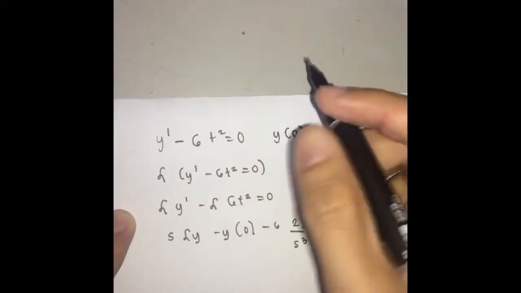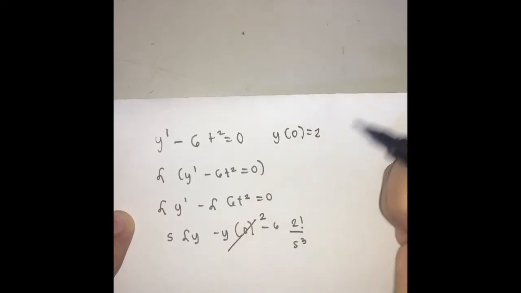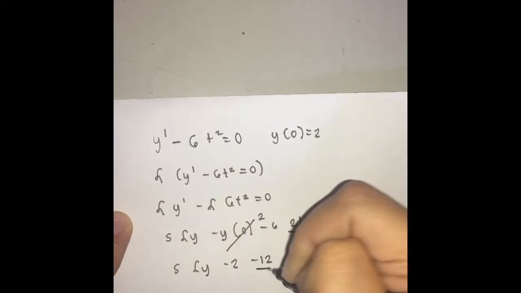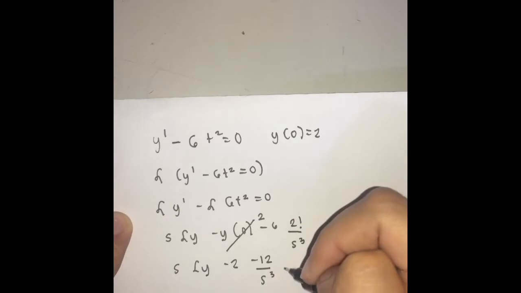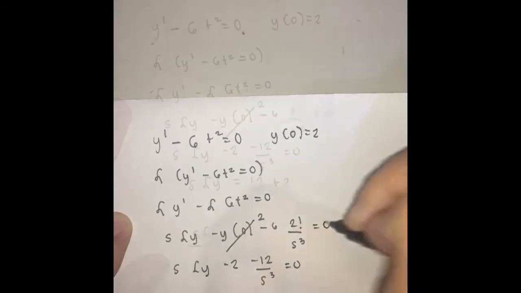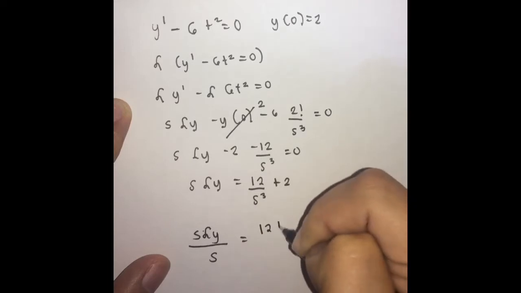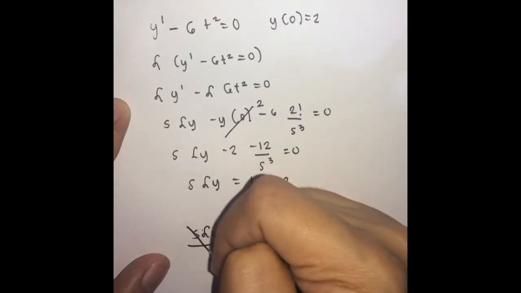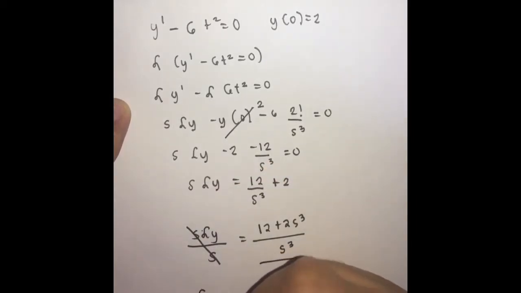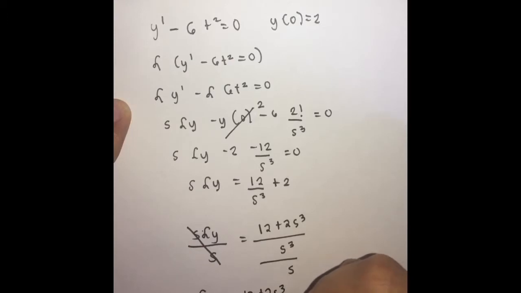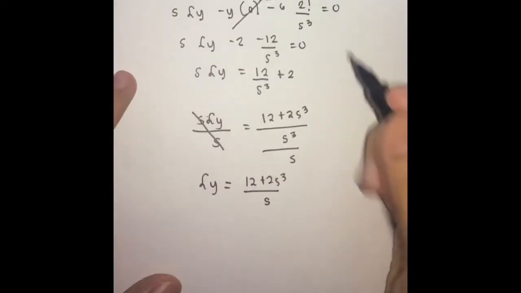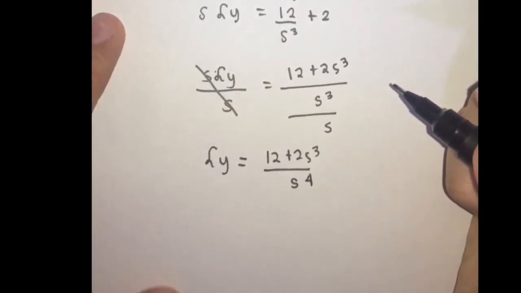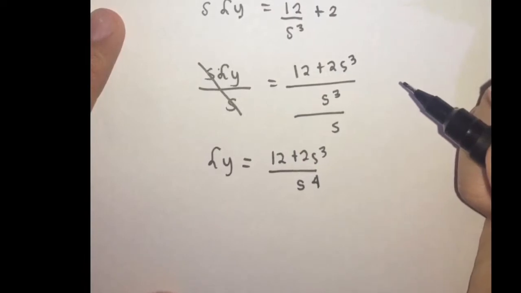We will change the value of y of 0 into 2 because it is the given, as s Laplace of y minus 2, minus 12 over s cubed equals 0. We will transpose negative 2 and negative 12 over s cubed to the right side of the equation. We will need to move the s from the left side of the equation, which is s Laplace of y. That's why Laplace of y will become 12 plus 2s cubed over s to the fourth.